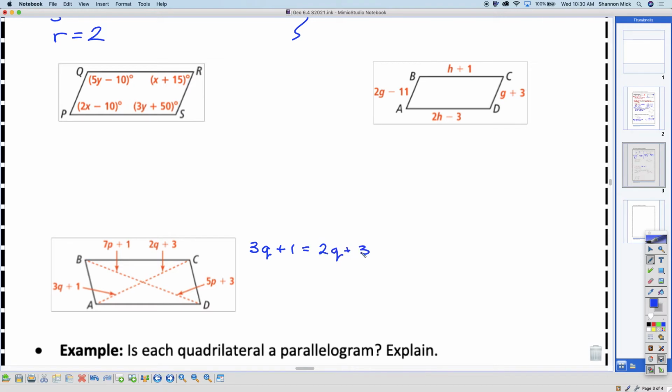And then what do I know about the other one? 7P plus 1. Q's on both of them. 7P plus 1 equals what? 5P plus 3. So is this problem really any different than the other 2? No. Okay. So do this.